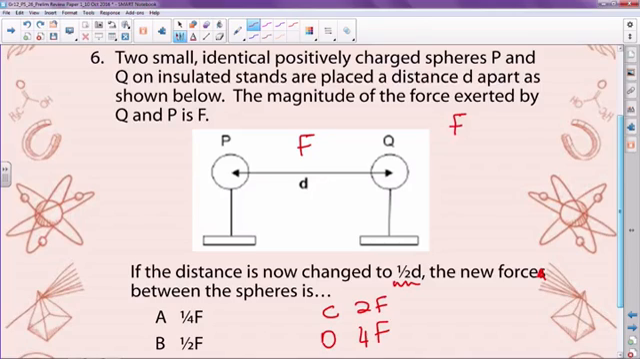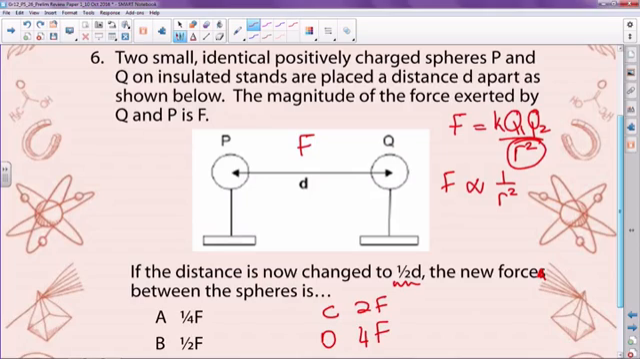Now remember, F for this is k Q1 Q2 over r squared. Okay, that's what we want. Q1 and Q2 aren't changing, so what's changing is r squared, which is at the bottom, because remember, F is inversely proportional to the distance squared.